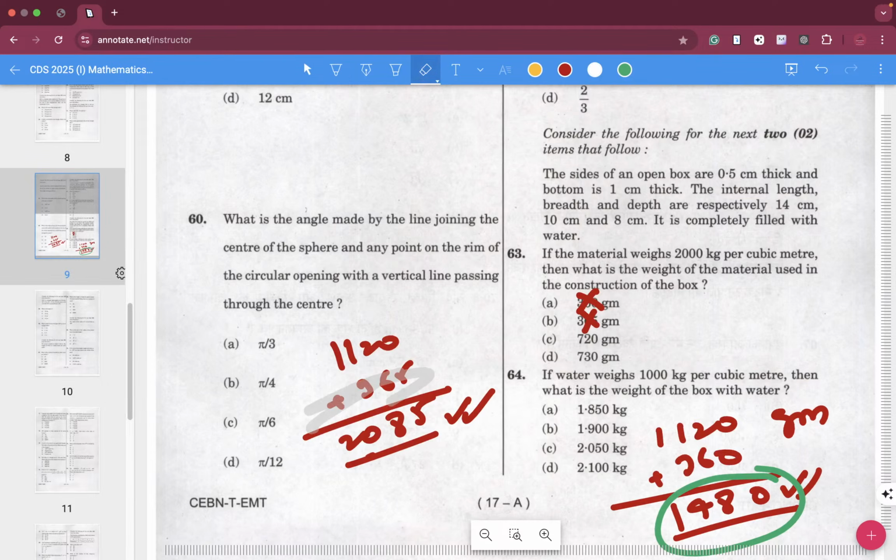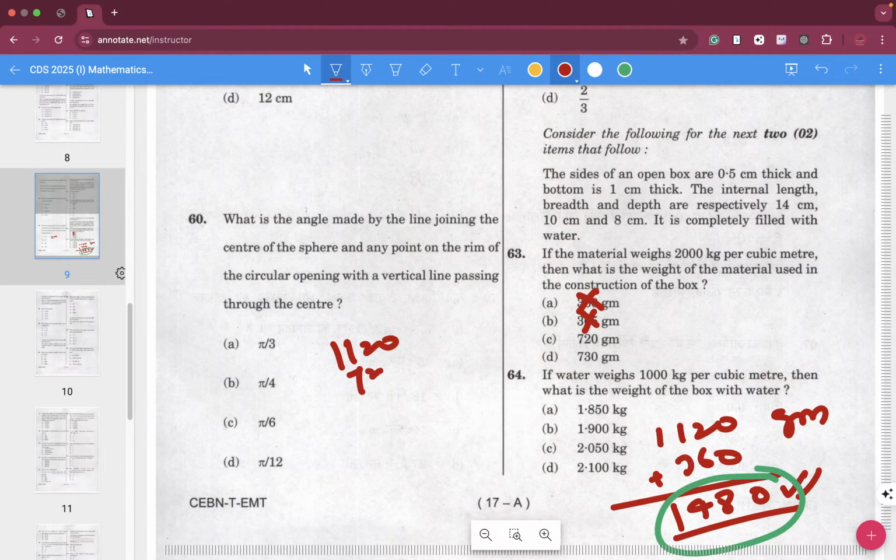Okay, now we'll be picking up the third option. The third option is 720. So 1840, that means 1 kg and 840 grams. We see none of A, B, C, D has this answer, which means 720 is also not your answer, right?